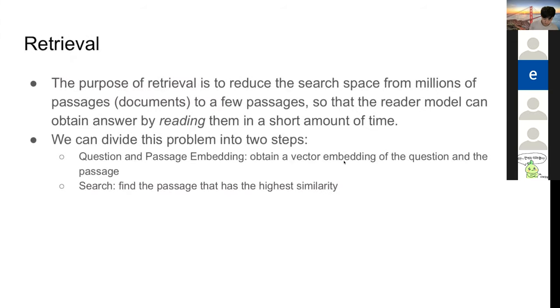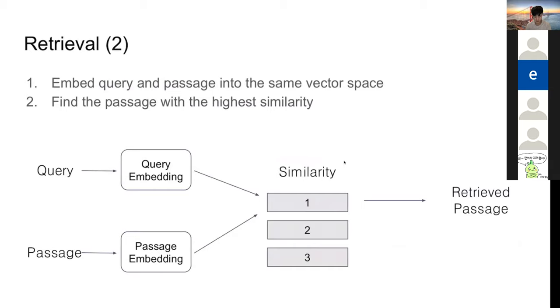And that motivates the importance of retrieval, where the purpose is to reduce the search space from millions or billions of passages to a few passages, so that we can save time and also be quite accurate about our answer. Then we talked about question and passage embeddings. These are basically the fundamental theory behind how retrieval works. We basically want to map question and passage to some embedding. And we know how we can do this.